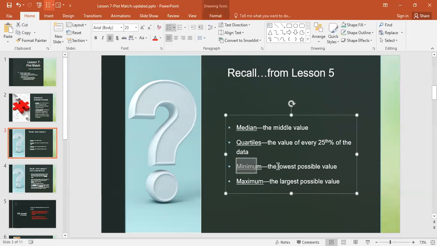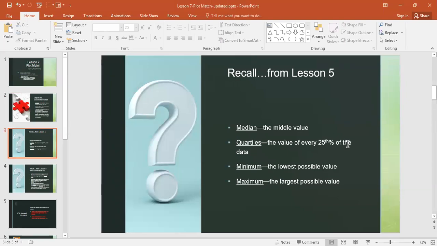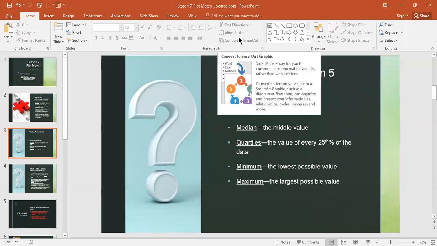And then, of course, we have our minimums and we have our maximums. Okay, minimum is our lowest possible value. Maximum is the largest possible value there, okay?